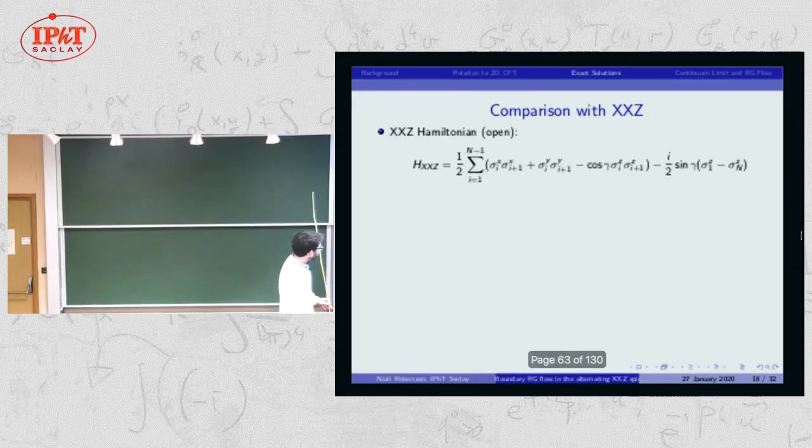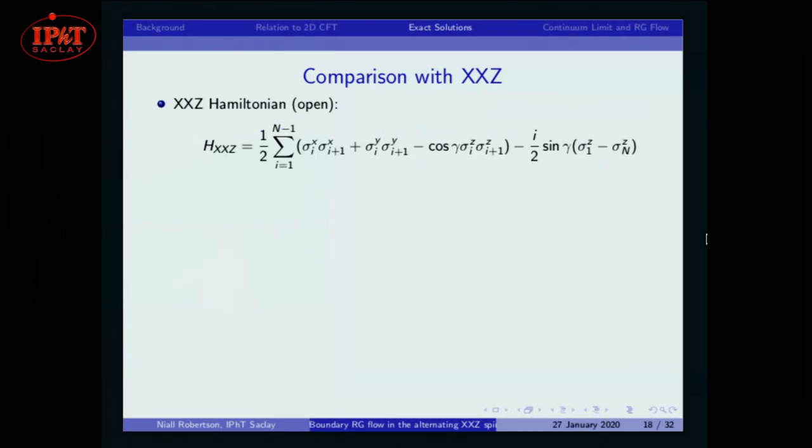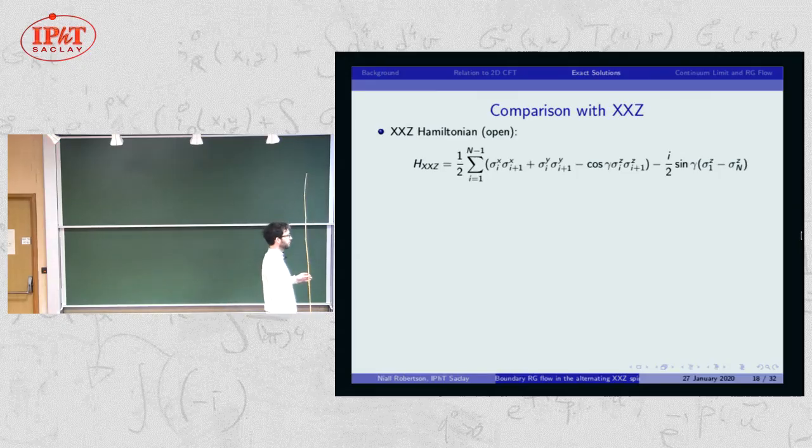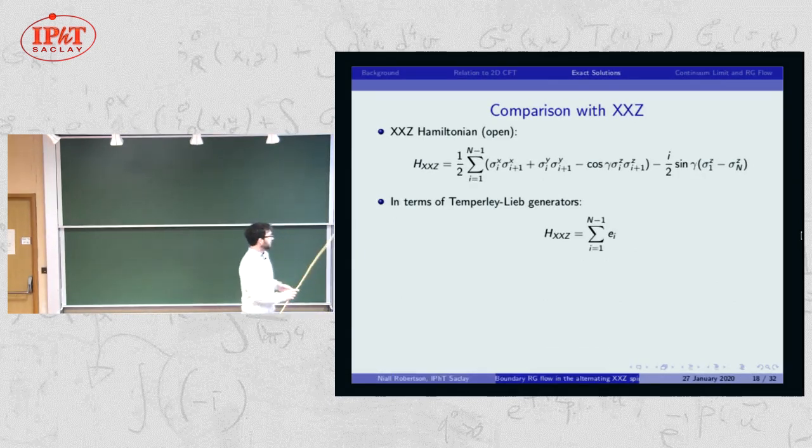So what we're looking for, as I said, is exactly solvable conformally invariant boundary conditions in this chain. And we know how this works for the XXZ chain, where we have no alternating variables. So let's study that for inspiration to see how we can maybe solve the alternating case. For the open XXZ chain, one particular boundary condition which we understand very well is this one. Just to be careful, the sum only runs to n minus 1 here, and then we have a boundary field acting at the first and the last site. It turns out that this Hamiltonian is just the sum of Temperley-Lieb generators, again stopping just one before the end. This Hamiltonian is exactly solvable and conformally invariant. So we understand how that works.